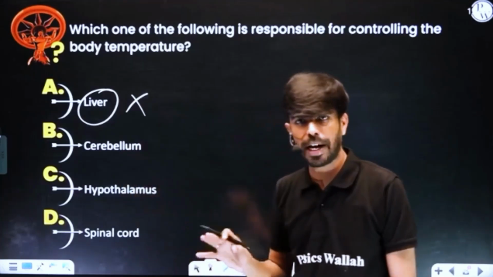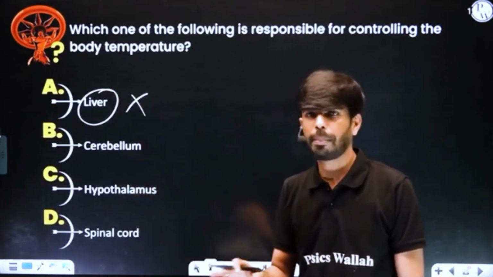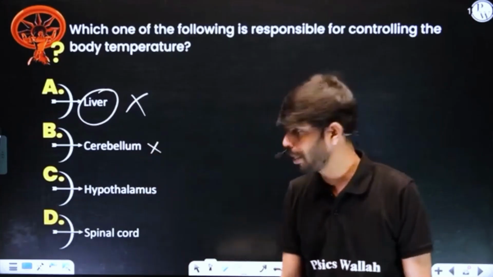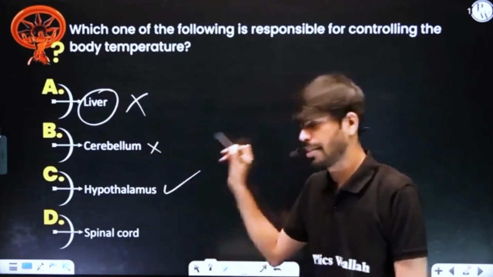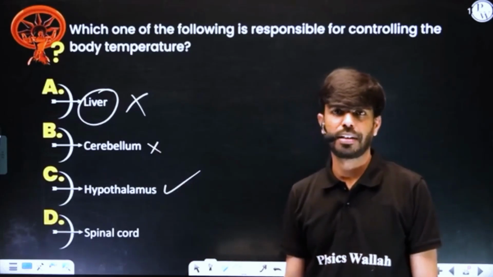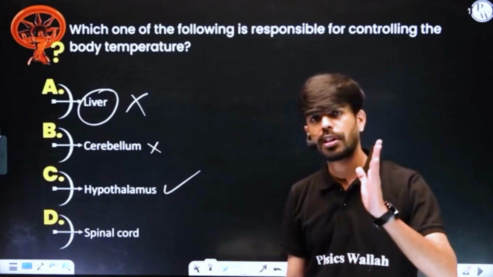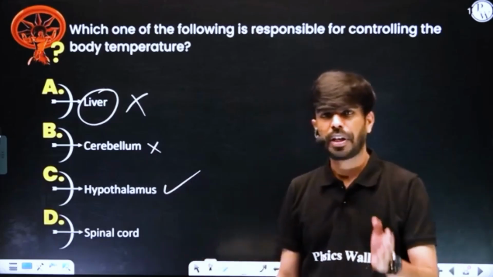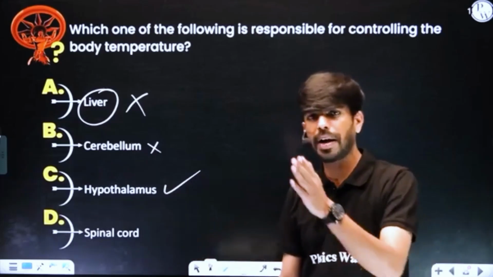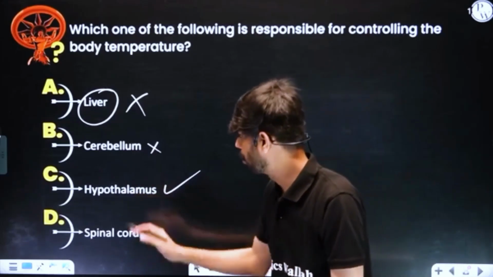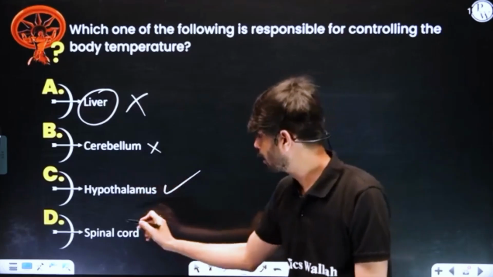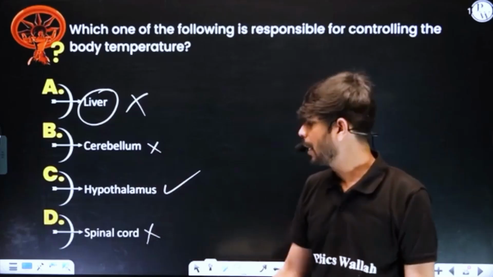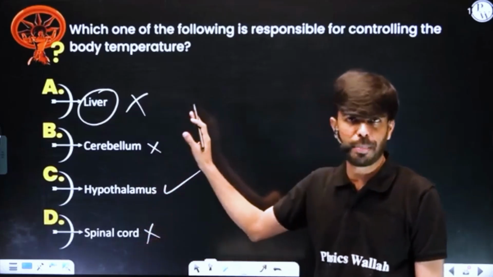Cerebellum is a part of the hindbrain controlling the body balance. So it is not responsible for controlling the body temperature. And hypothalamus, it's a part of the brain controlling different activities like regulating the body temperature, the water balance, sleep and appetite. So the right answer is hypothalamus. And the spinal cord is the center of reflex action, but it is not controlling the body temperature.